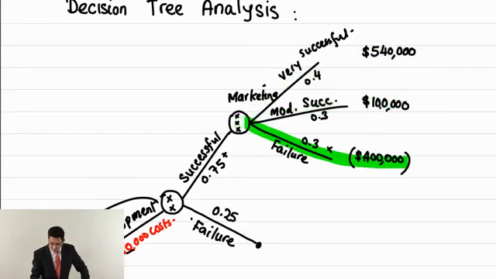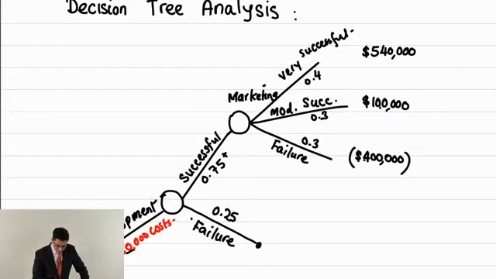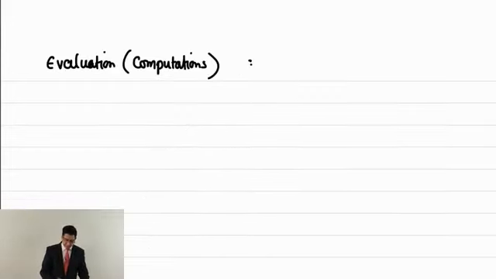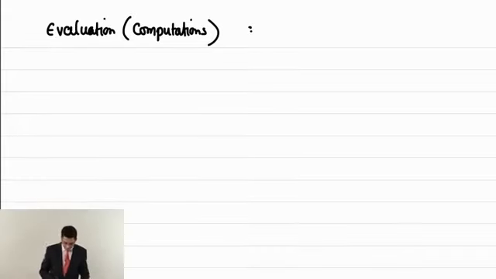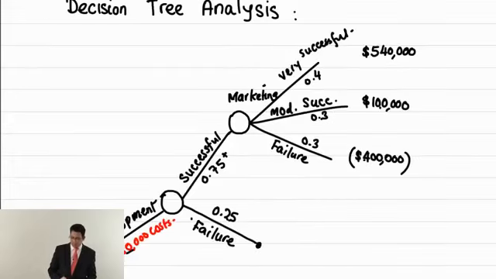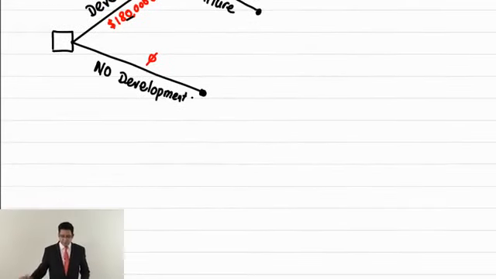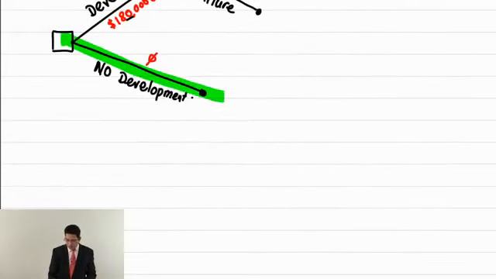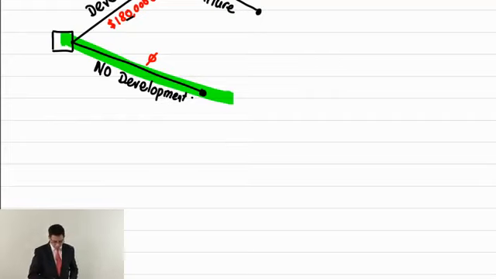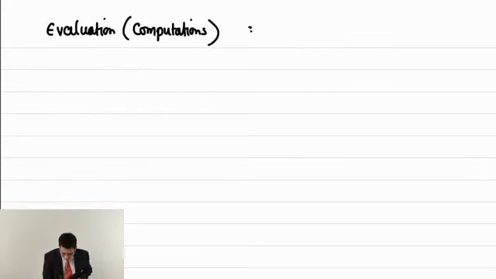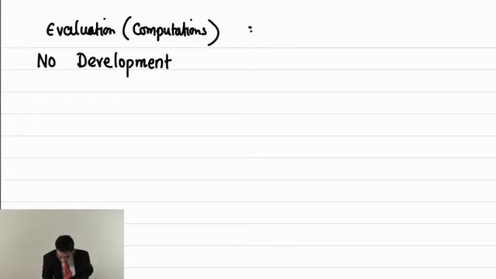Second approach is reading all lines and showing calculations separately. So completely your choice. For me, both are the same, whichever is suitable for you. Let's read all lines here. First of all, if I'm looking at no development, if we don't want to develop the product, what would be the expected value?